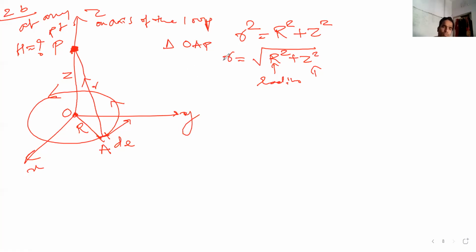Now once you get small r, can someone tell me: if dL is in this direction, and r cap is in this direction, where will be the direction of dH? It's like dL, dL, and r cap.